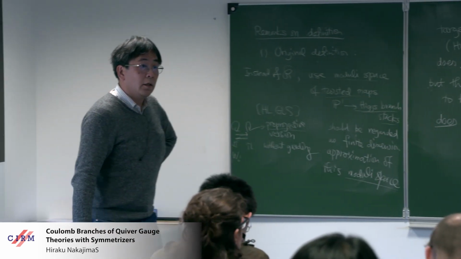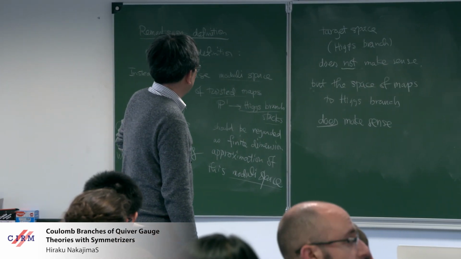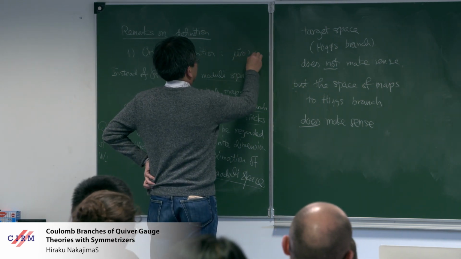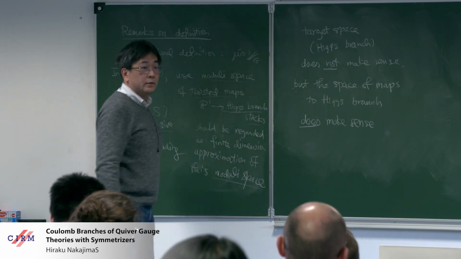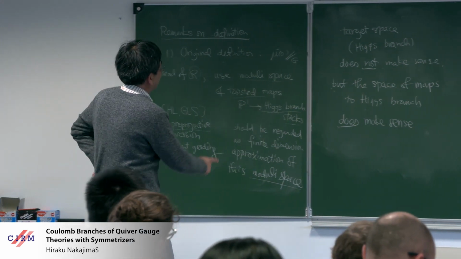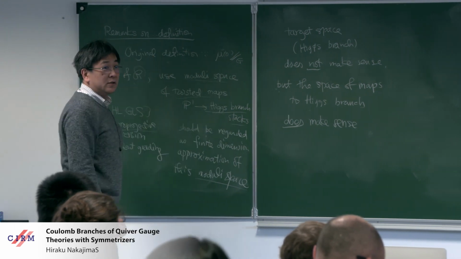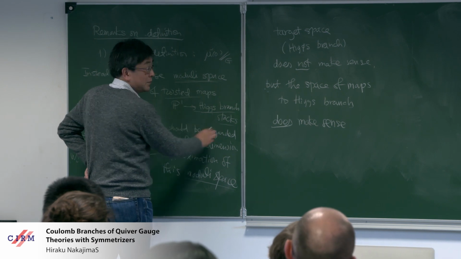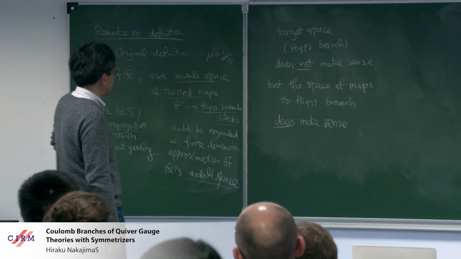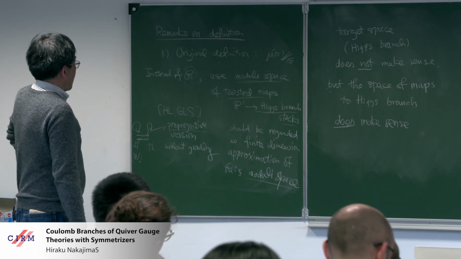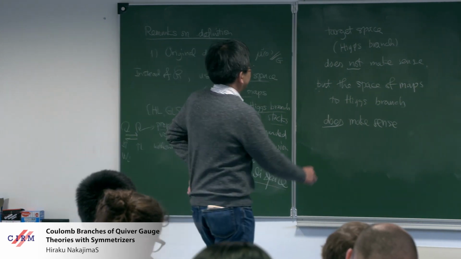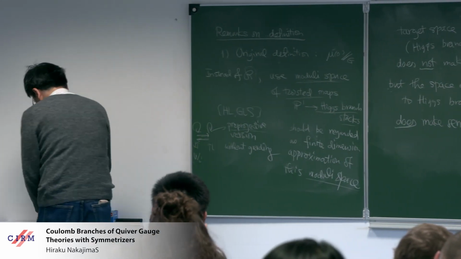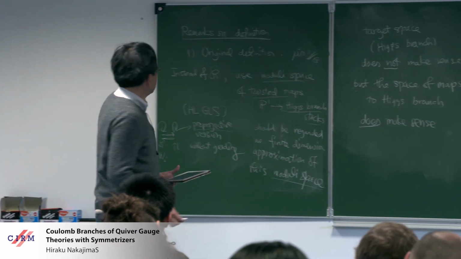In the symmetric case, what do you mean by X branch stack? Just mu inverse 0 divided by G, the usual. I mean, you must consider this to be a DG stack in this construction. So you must have an appropriate cohomology theory on this moduli space. That is what I want to mention. So this is the first remark.